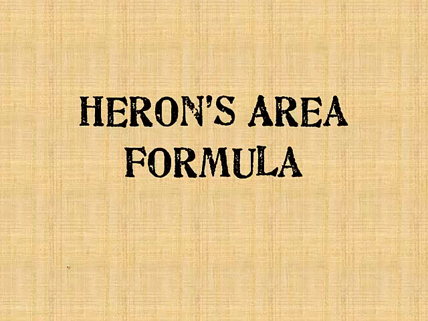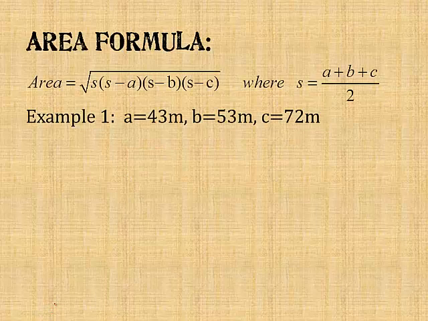This video is about Heron's area formula, and I think you'll like it. Heron's area formula is a way to find the area of a triangle when you don't have a nice little triangle like you did in earlier days, where you had a base and a height. Before, you learned it as 1/2 base times height, right?